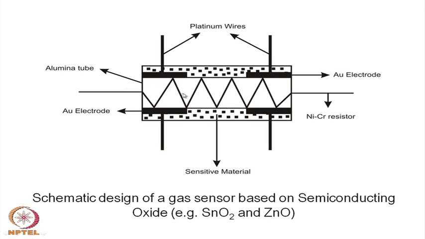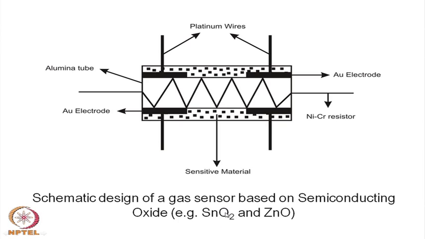To start with, we have a small hollow tube. It is an alumina tube, a very small tube, with a total diameter of maybe not more than 2 to 3 millimeter, and on the surface one coats the oxide. It may be tin dioxide, zinc oxide, maybe other semiconducting oxides one can certainly use, but these are the two most common oxides used for this purpose, and incidentally both of them are N type semiconductors.